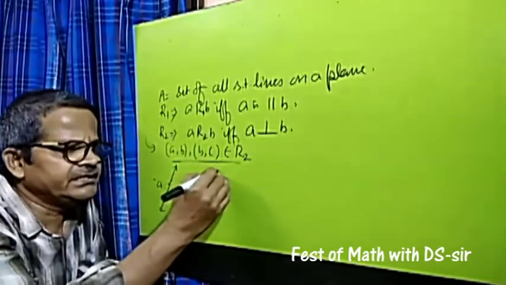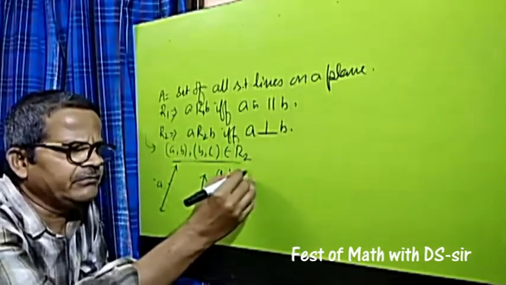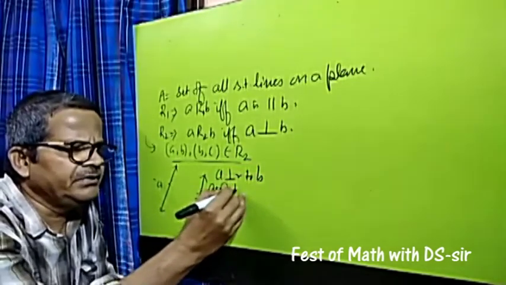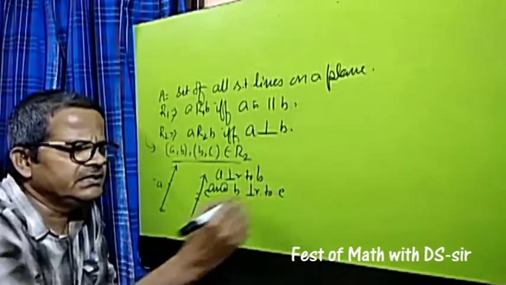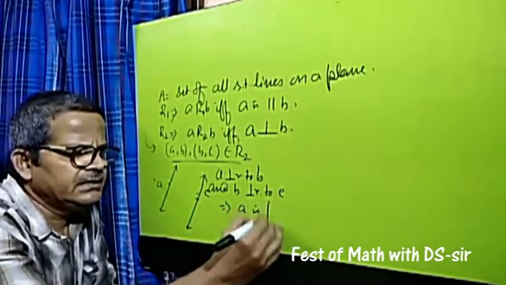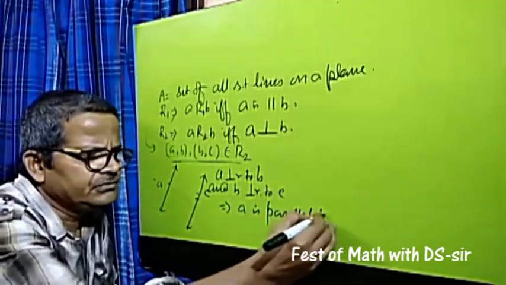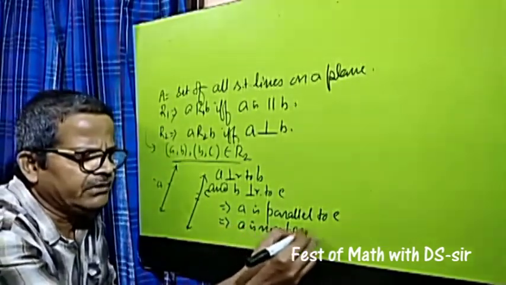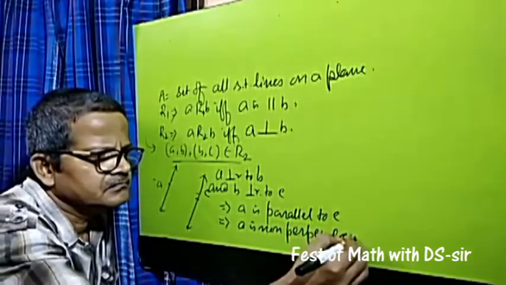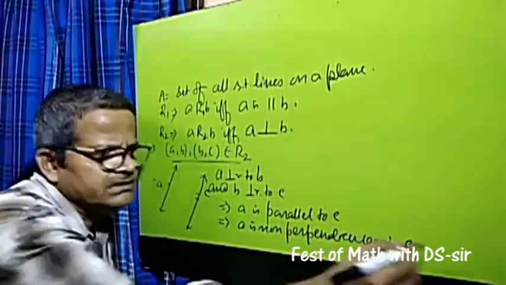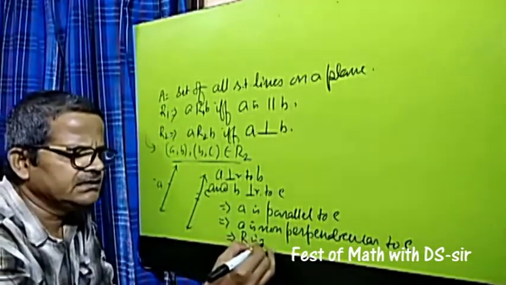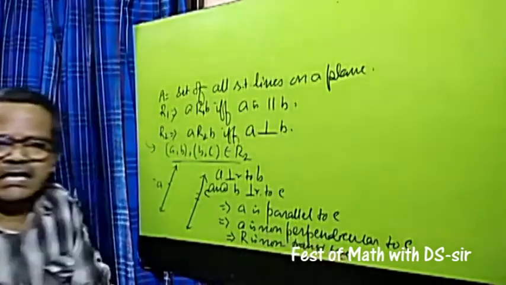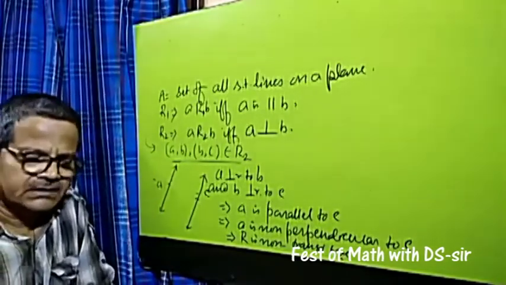Now how could we represent it? So A perpendicular to B, B perpendicular to C. That implies A is parallel to C, that implies A is non-perpendicular to C. That implies R is non-transitive. This is the method.